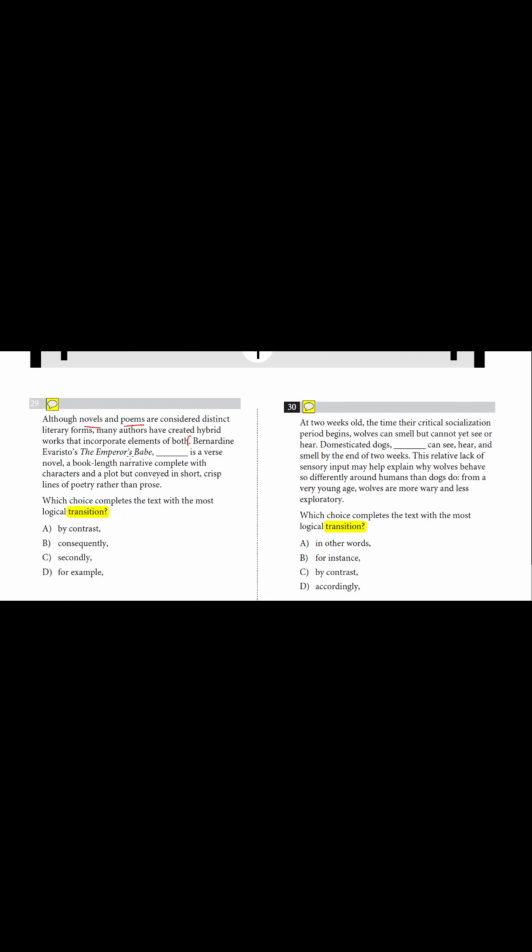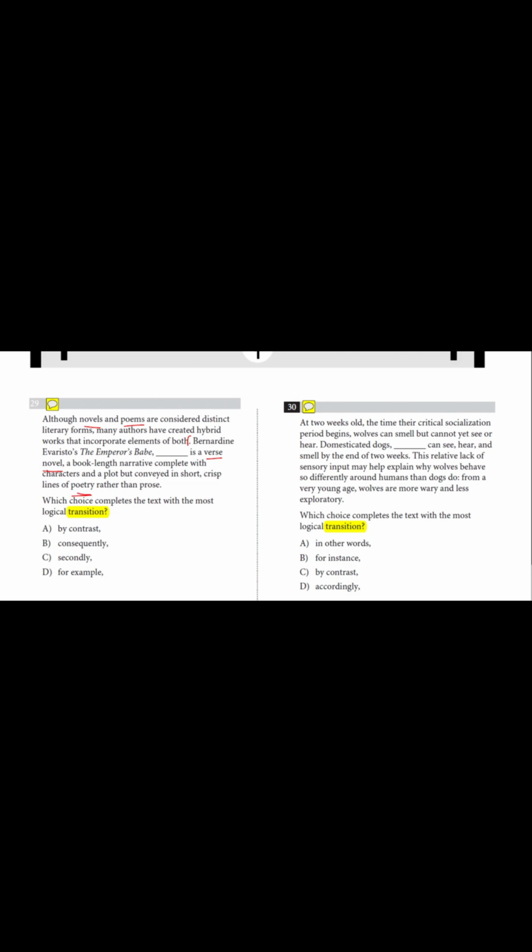Bernardine Evaristo's The Emperor's Babe, blank, is a verse novel. It is a verse novel, a verse and novel, and this is clear that this merges the two elements of novels and poetry. Okay, so a book-length narrative complete with characters and plot, but conveyed in short, crisp lines of poetry. So it is plot and characters, so for sure these are some elements of novels. Crisp lines of poetry, so it is written in poetry.